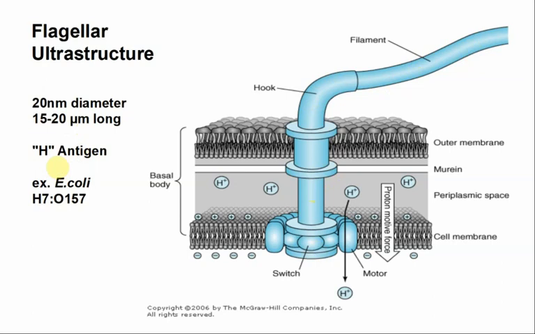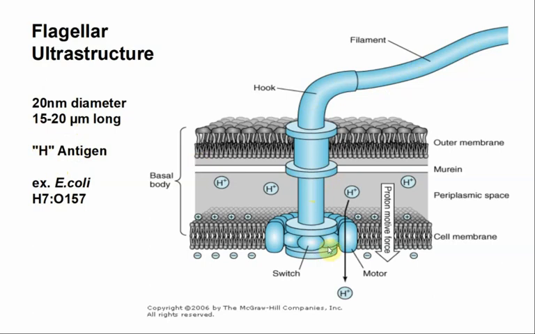Okay, so within a strain, bacteria can either have a flagellum or not, and if a flagellum is present, the filament protein can have a different structure, so you have different flagellar antigens. But each bacterium will only be expressing one type of flagella, okay?